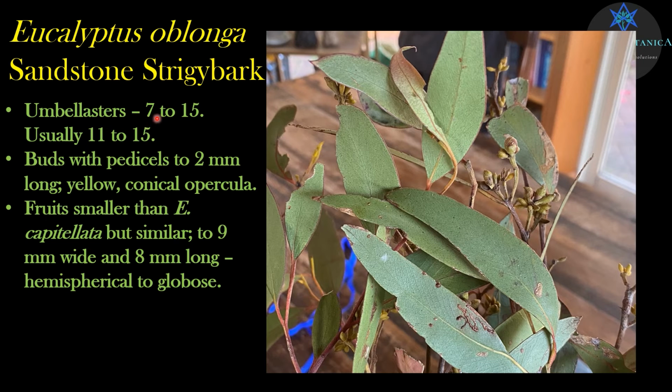Umbelasters, 7 to 15, usually 11 to 15. So they're sort of saying that you might get 7. I just think it might be a bit unusual. Pedicels to 2 millimetres long, yellow, and again they've got the conical opercula at the top. Fruits are smaller than E. capitulata, but similar: 9 mil wide, 8 mil long, hemispherical to globose.